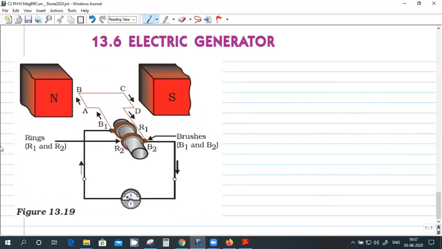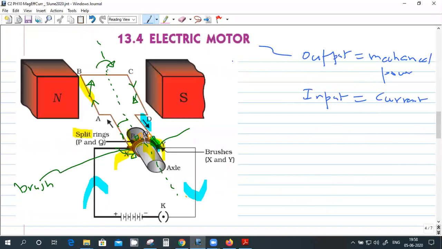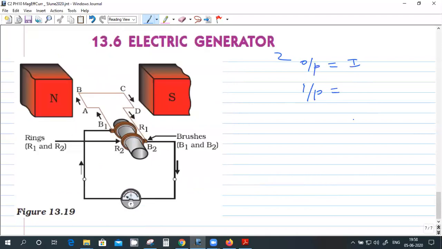Okay. Electrical generator, what is the output? And what is the input? Input is again maybe the current? No, generator, no. Output is current, because that is motor. You already studied motor, right? Motor, the input is current, output is mechanical power. So generator is opposite. It is generating current, that's why it's called generator. And it's electricity, right? Electric generator. So generating electricity.